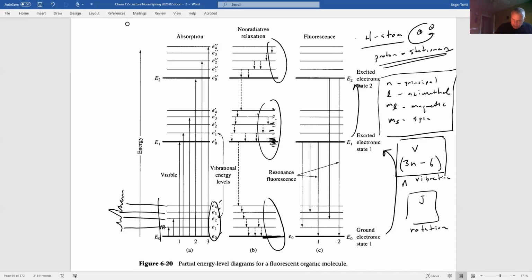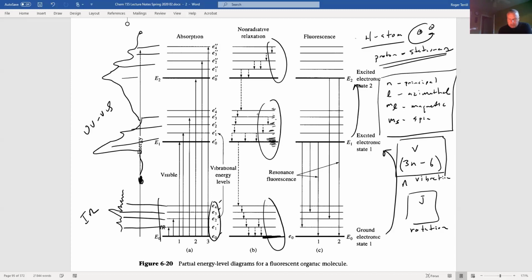And if you talk about the visible spectrum, you might start at a low visible energy. This could be like 1,000 nanometers, and this could be like 200 nanometers. And you usually start at low frequency and go up. You may see this, and then each of these will have a corresponding level in there. So this will be an infrared, and this will be a UV-vis spectrum. Does that make sense?